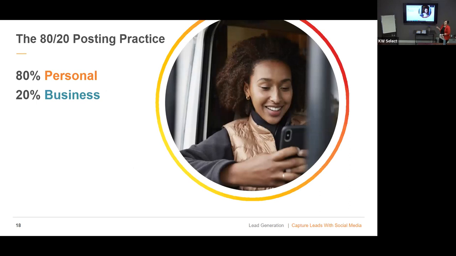You want 80% to be about you. So you don't want to be inundating people with real estate posts, of course. But if you have a lot of things to post, you just want to make sure that you're sprinkling in some bits of you so people are getting to know you as a person and not just as the real estate agent. Okay, so that means 1 out of every 5 posts you make should be business related and the rest should be about you. Okay, why do you think that would be important?